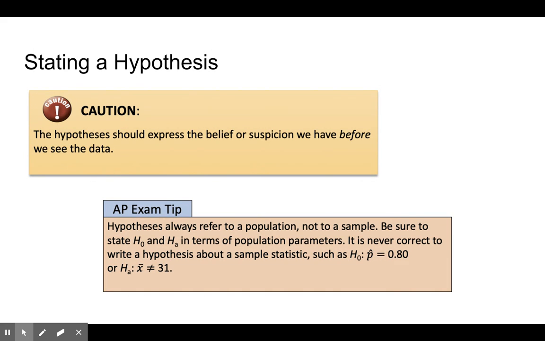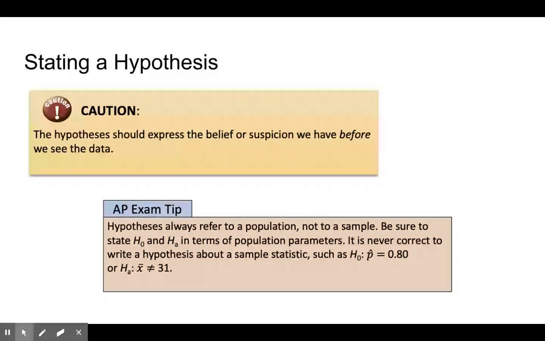And we need to take some caution. The hypotheses should express the belief or suspicion we have before we see the data. It's inappropriate to collect data and then form a hypothesis. I think unethical is too strong of a term, but let's say inappropriate to do that.